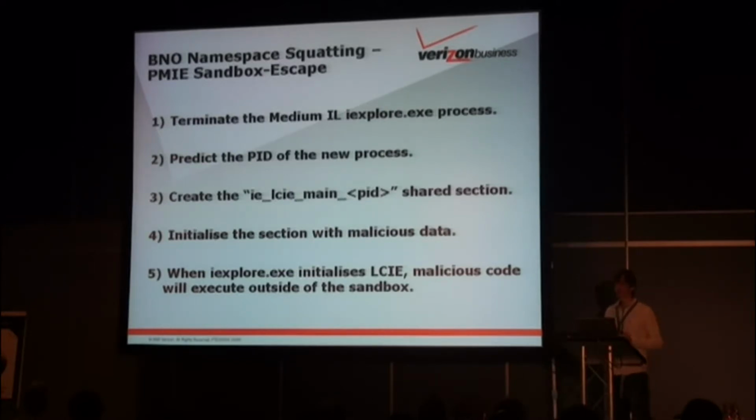This works today. Microsoft haven't yet fixed it, and although some of the steps won't be obvious because of all the background that I've skipped over, this is essentially the process. The sandbox process can terminate the Internet Explorer main process, and then by predicting the process ID of the next process to be created, and creating a named shared section which incorporates that process ID, we can put malicious data inside that shared section. The next time that IE starts up, a local remote code execution exploit will allow us to execute code within the context of the fully trusted IE process. We can use this to escape.